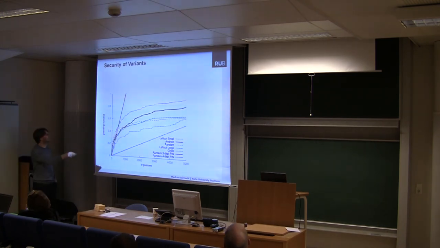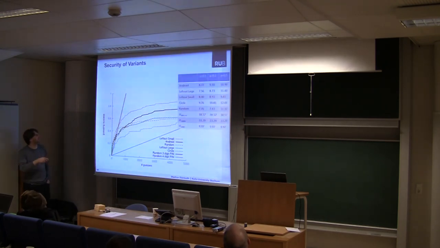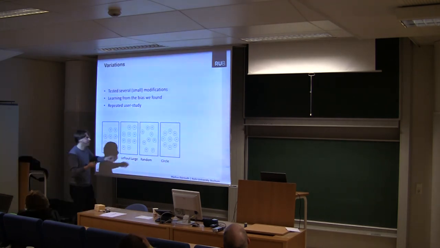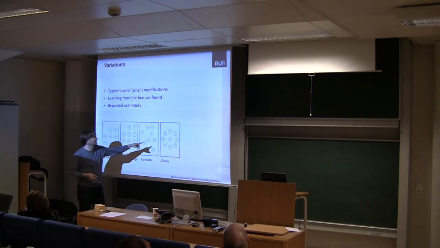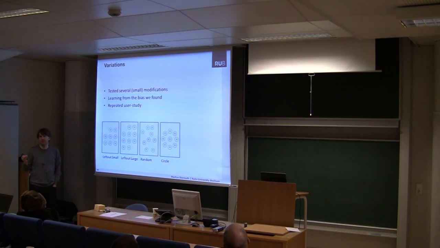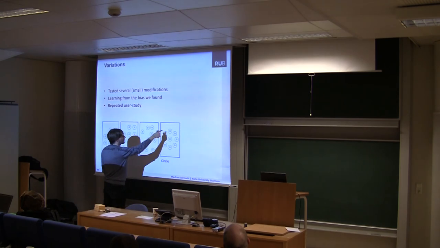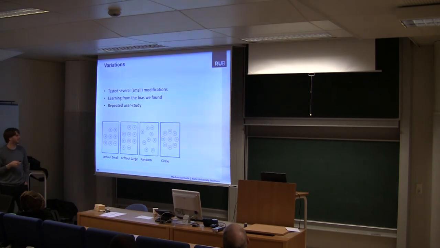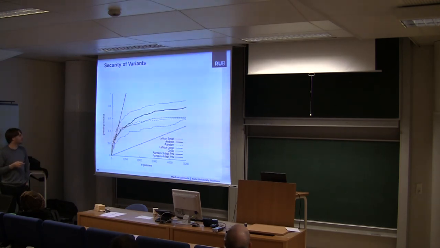Surprisingly, the best one was the circular arrangement, which was better than the original scheme of the entire line here. And it's better by more than a bit, so at least doubling the expected number of guesses, which is surprising because it has the same number of points. It's just basically moving the edge points towards the center, and that makes people create stronger patterns for whatever reason. We were a bit worried that a lot of people would choose circles, but they didn't, because probably they realized that drawing a circle is a bad idea. That's clearly insecure. So yeah, circles are pretty good.